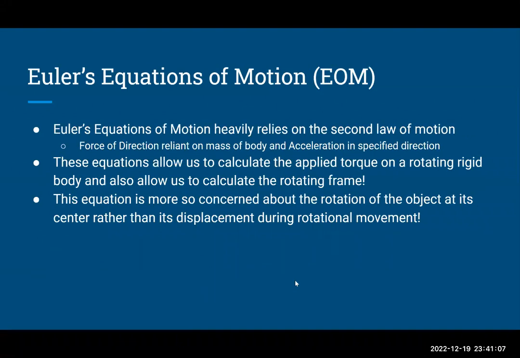Euler's equations of motion are a set of expressions that can represent the applied torque in three directions and also heavily rely on the second law of motion, which states that the force in the direction is dependent on the mass of the rigid body as well as the acceleration of the object. These equations also allow us to determine the rotation frame that the body undergoes when it rotates about one of its axes. As stated earlier, instead of focusing on the overall displacement of the object, Euler instead focuses on the fixed center of mass to calculate torque and momentum with much more ease.